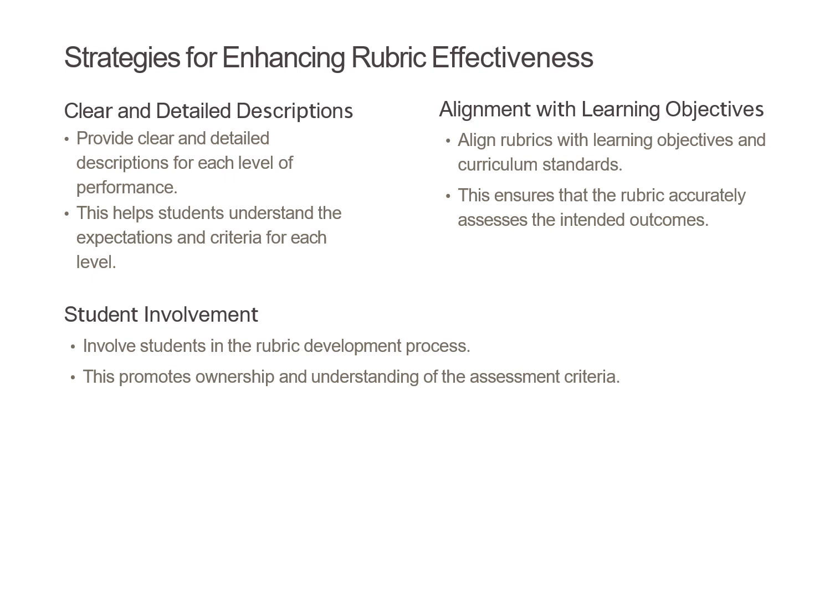Now, let's review the strategies that we've discussed for enhancing rubric effectiveness. First, clear and detailed descriptions are crucial. Providing clear and detailed descriptions for each level of performance helps students understand the expectations and criteria for each level. Next, alignment with learning objectives is key. It's important to align rubrics with learning objectives and curriculum standards to ensure the rubric accurately assesses the intended outcomes.